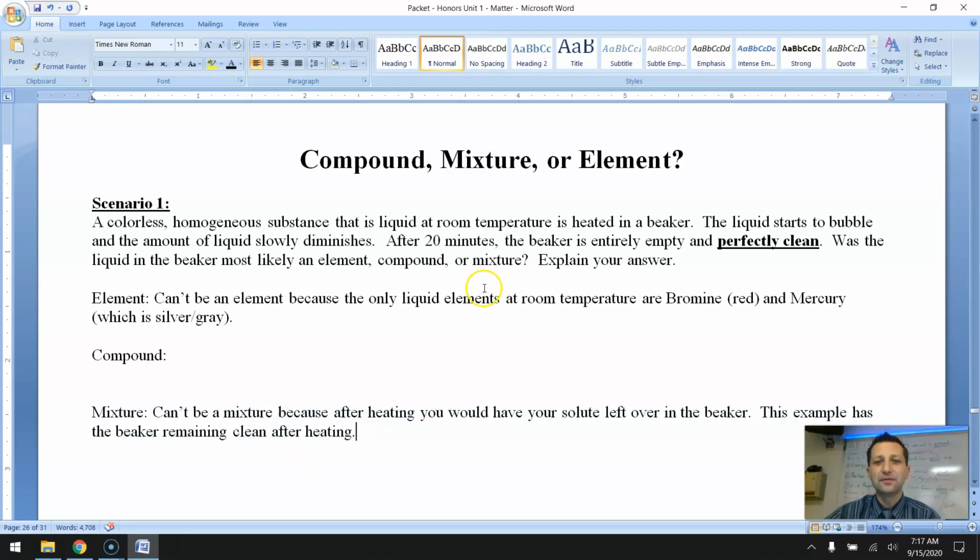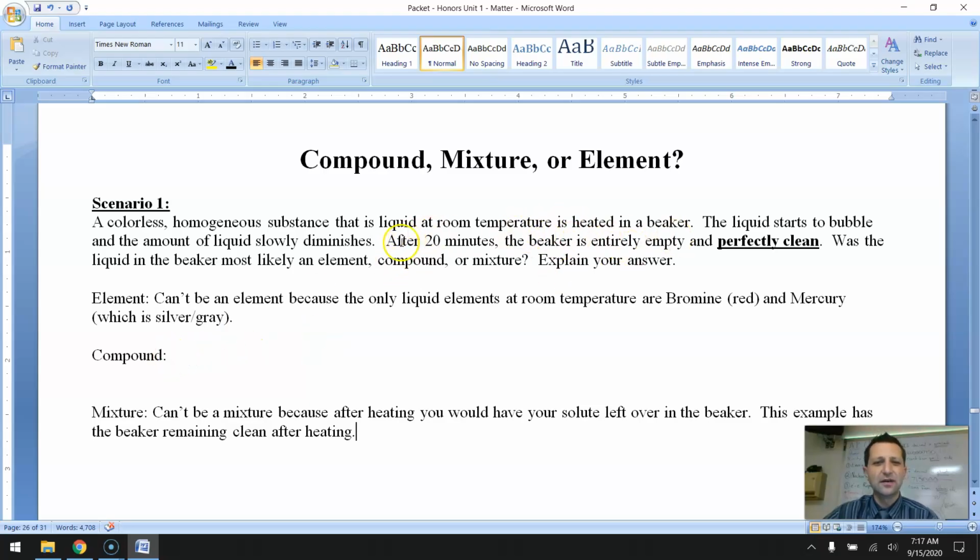But it didn't work, right? It didn't separate it physically at all in terms of crystallization, right? You didn't have anything left over. So it couldn't be a mixture in terms of salt water or sugar water or some other solvent or solute dissolved in a solvent. So what could it be? Well, obviously it's a compound.